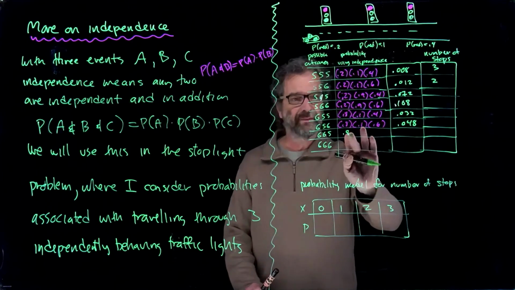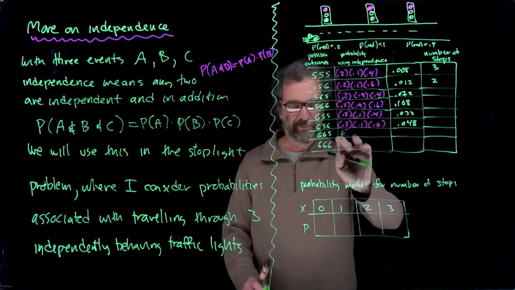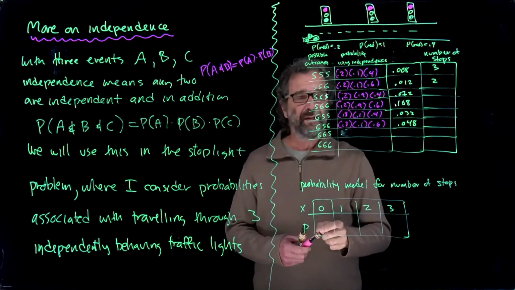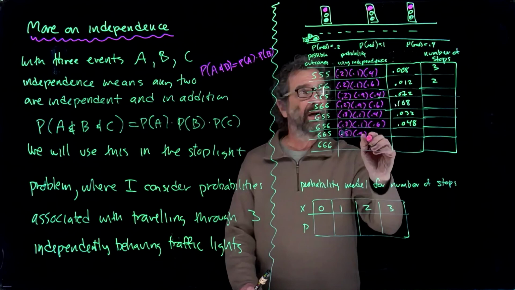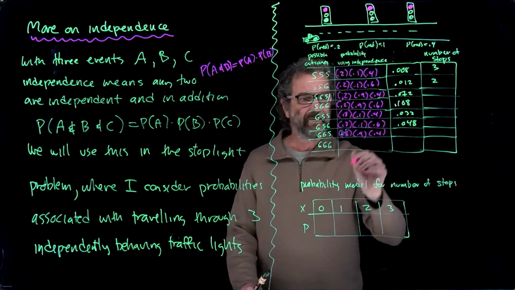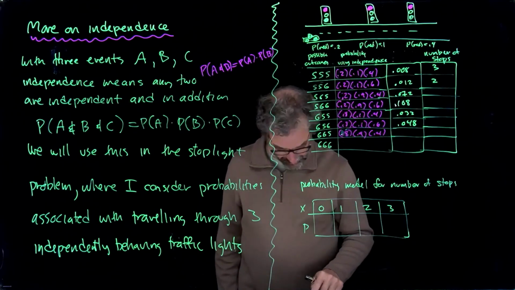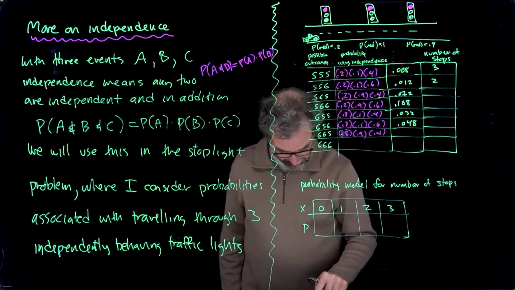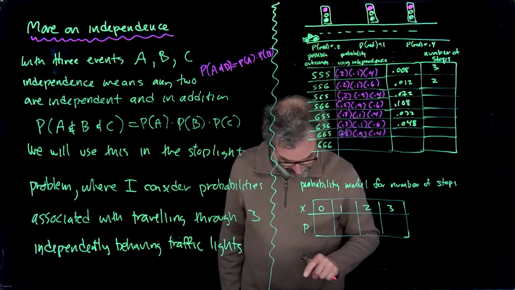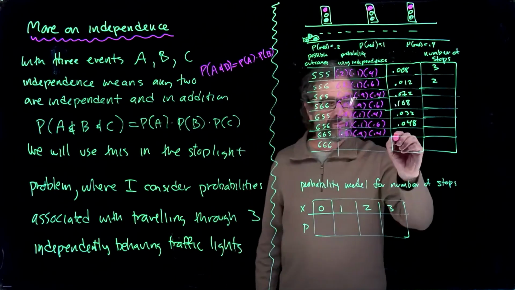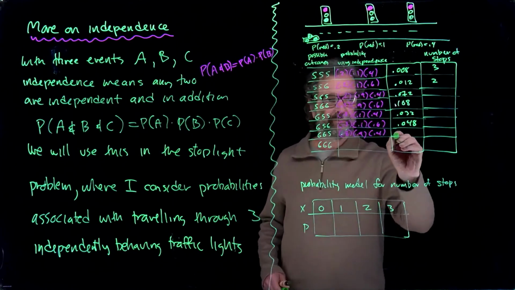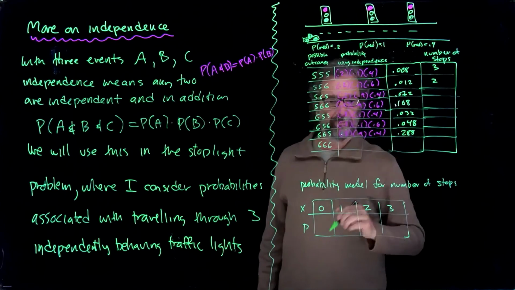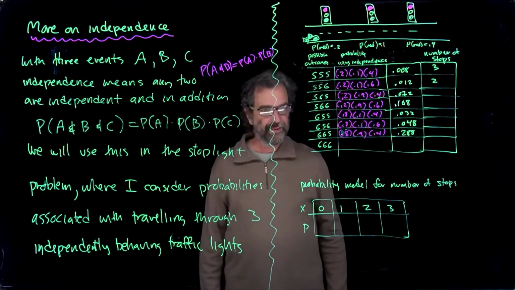Go, go, stop. 0.8. Oops, keep my color scheme correct. Go, go. 0.8, 0.9. Stop. 0.4. Oh, that's too much for me. Okay, so 0.8 times 0.9 times 0.4. 0.288. We'll know in a minute.